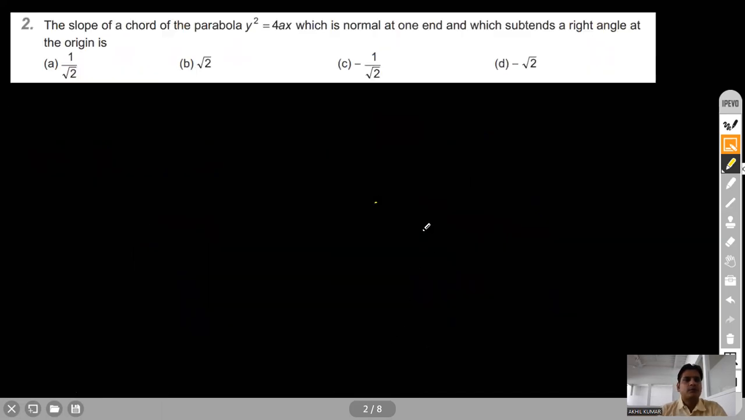This question number 2. It is saying that the slope of a chord of the parabola y square is equal to 4ax, which is normal at one end and which subtends a right angle at the origin. Okay, so basically this standard parabola is given here. Y square is equal to 4x. So let me draw it. Okay, so this is our parabola. Y square is equal to 4ax.